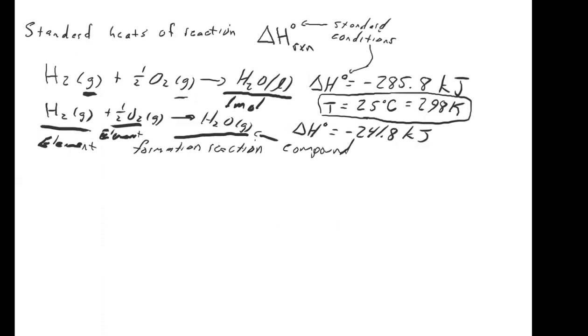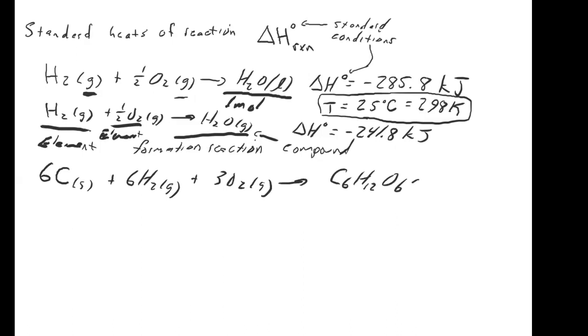So for example, here would be another one. I could take carbon. Carbon is a solid at room temperature. I could take hydrogen, which is a gas at room temperature, and I could take oxygen. Okay. And I could make a glucose molecule, which is a solid at room temperature, right? So this is glucose. All right, if you take a look at that, it's balanced and we've got 1 mole of a product. It's made from the elements, right? Everything in glucose is carbon, hydrogen, and oxygen. Those are elements. So this would be a formation reaction.